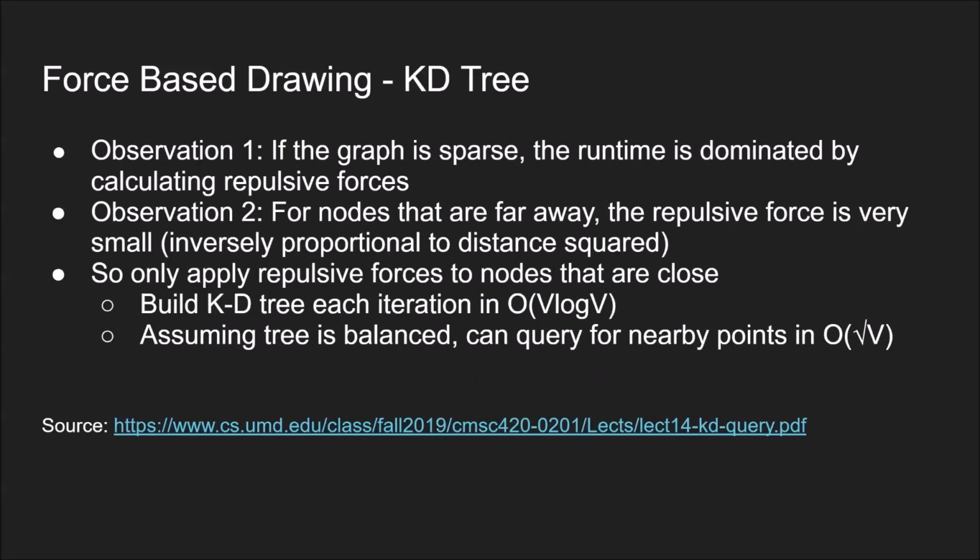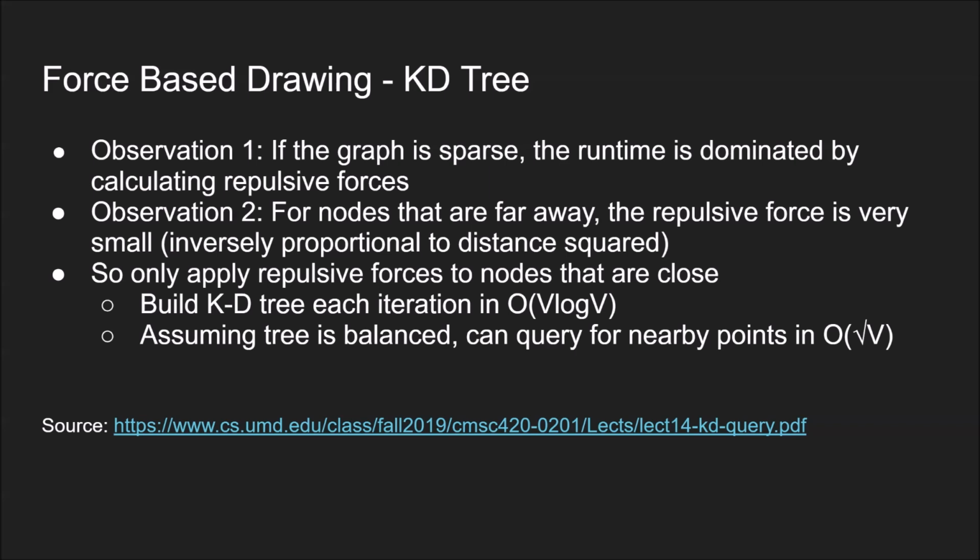So basically, the way we're going to reduce the runtime is by making two observations. If the graph is sparse, so there's not a lot of edges, then the runtime is going to be dominated by calculating repulsive forces. And also, for nodes that are far away, the repulsive force between them is going to be very weak, because since the forces are Coulombic, it falls off rapidly as the distance increases, because it's an inverse squared relationship. So we can simplify this to only applying repulsive forces to nodes that are close together.